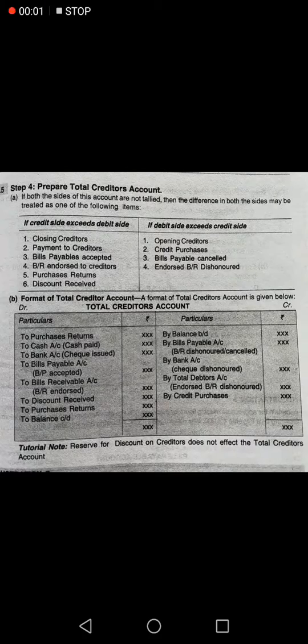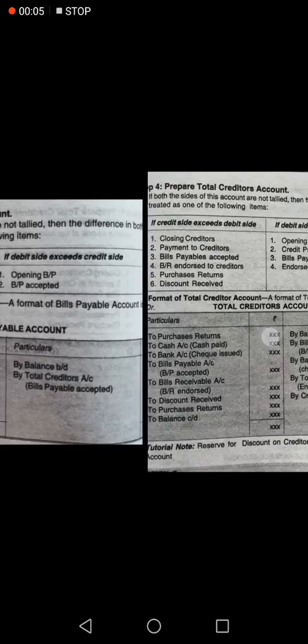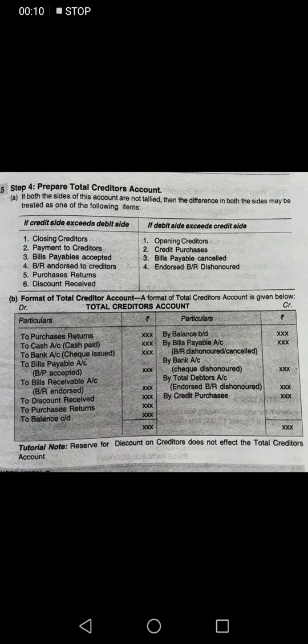Hello guys, let us now discuss total creditors and bills payable. So what is total creditors and what is bills payable? Firstly, I would like to explain what creditors are, and then I'll come to the bills payable aspect. A creditor is a person to whom we are liable to pay.